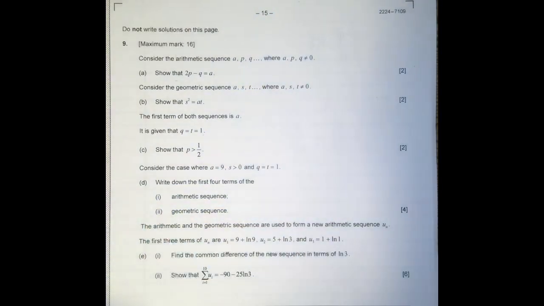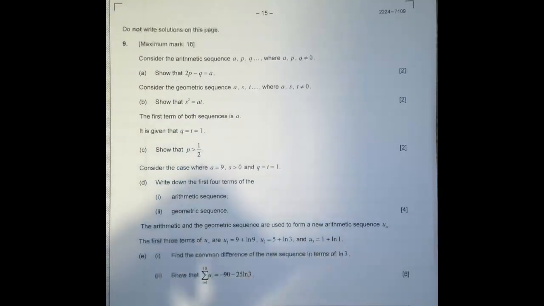Welcome back to our math channel here. So this is another IB question, a long question on calculator. So we are going to work this out, and let's see.